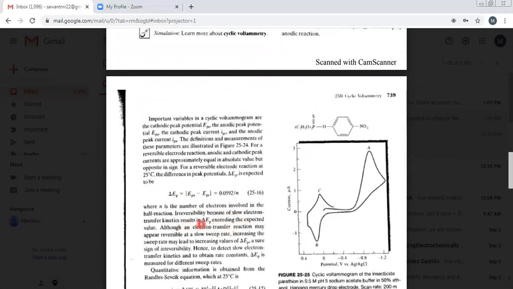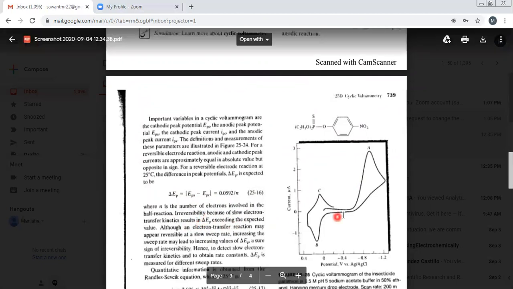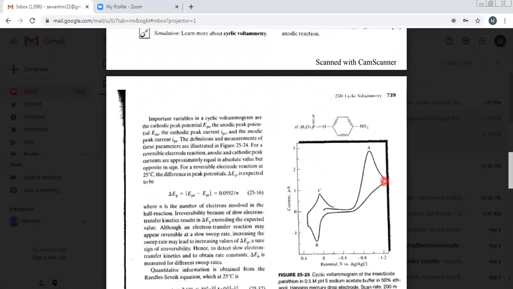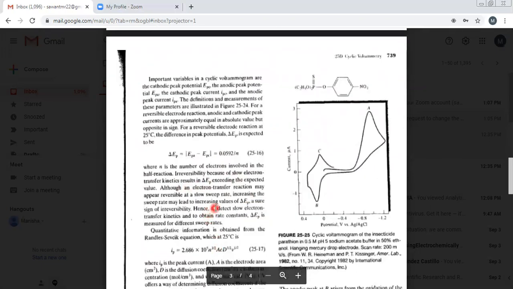Irreversibility because of slow electron transfer kinetics results in delta EP exceeding the expected value. So when we have this particular irreversibility, as shown over here, or when we talk about an irreversible reaction, the opposite component is absent, the opposite sign is absent. So delta EP will exceed the expected value. Although an electron transfer reaction may appear reversible at a slow sweep rate, increasing the sweep rate may lead to an increasing value of delta EP.